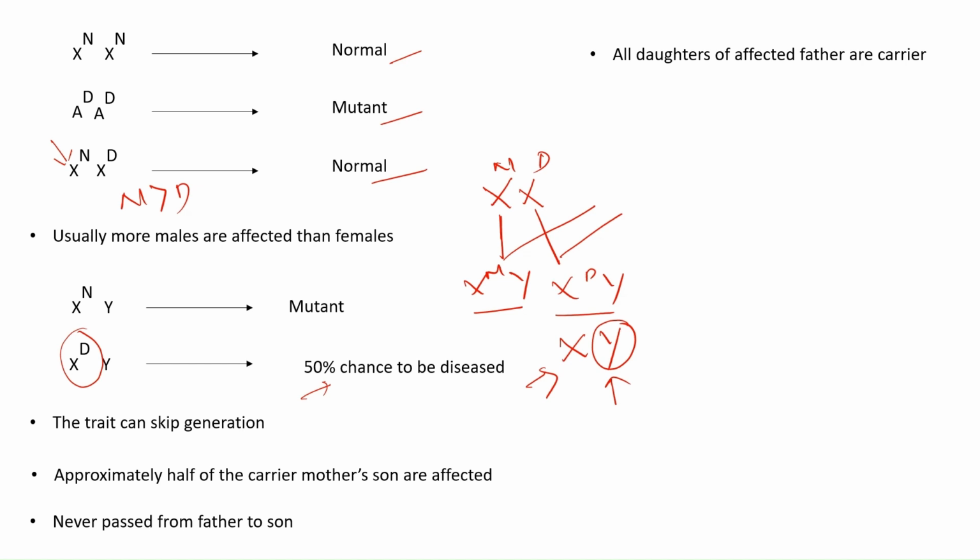All the daughters of an affected father are carriers. Why? Because in an affected father even the single allele present causes the disease. For a female, one X comes from the father and another X from the mother. So if the mother is normal and the father is diseased, they will get one normal and one diseased allele. So all the daughters will be carriers if only the father is affected.